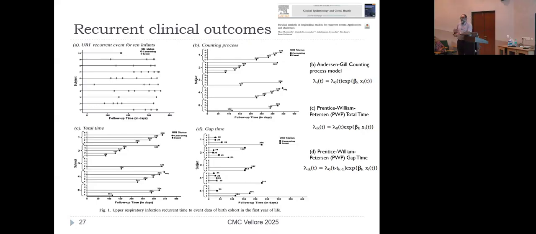Let's say, this is a very busy slide, so I'll go slowly. This is actually from a paper from Ken Modi, who was a graduate from this department at CMC. She's now in Ireland. So we take the recurrent event, I don't know what URI is, for 10 infants. It's an upper respiratory illness. Okay, so upper respiratory illness, recurrent events.